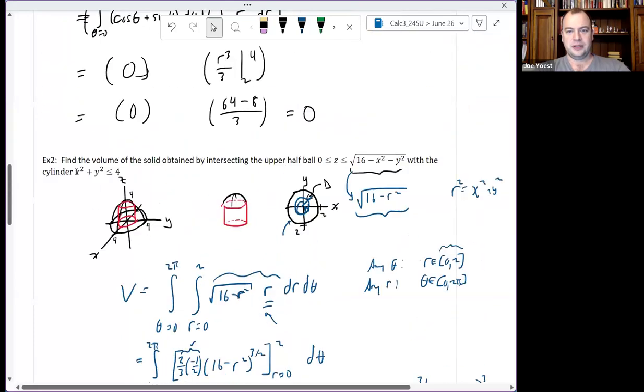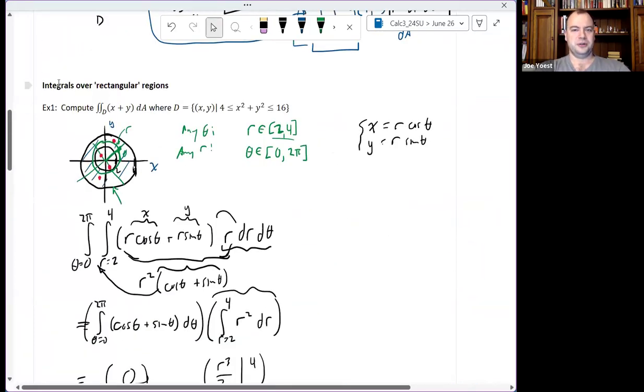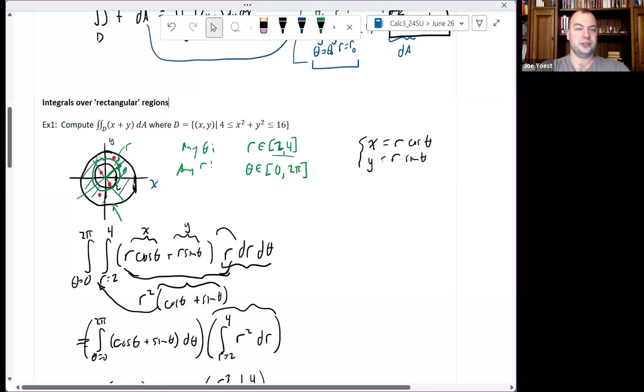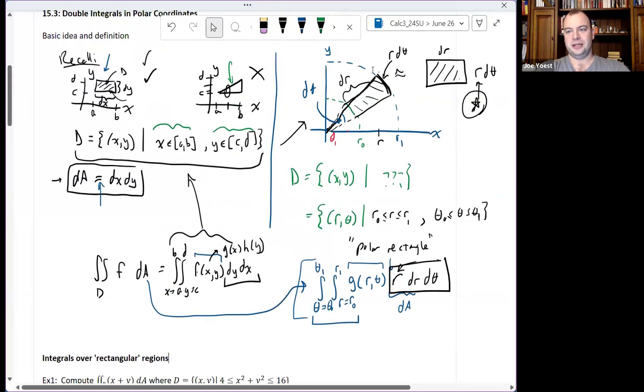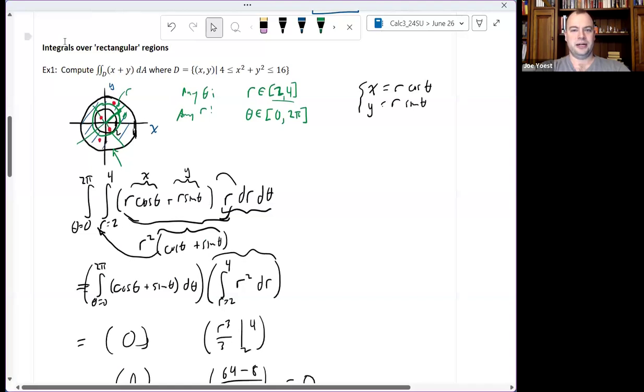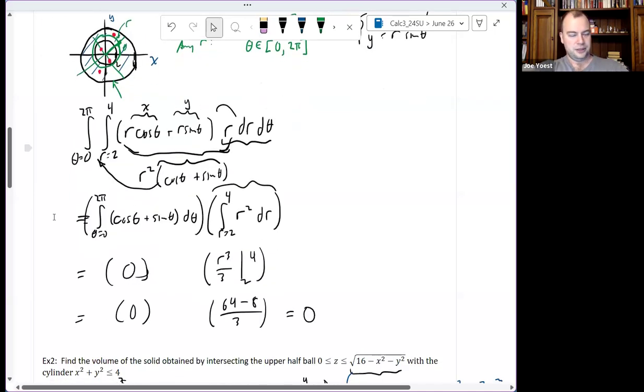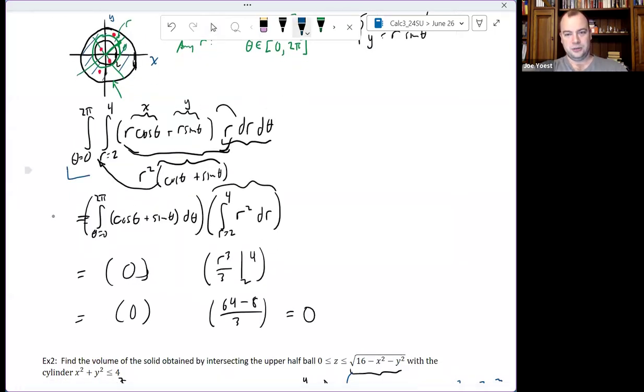Okay, so these couple examples were integrals over, in a sense, rectangular regions in the polar view. So either circles in these cases, or even just slices of circles or slices of an annulus. Those kind of all qualify as rectangular regions where we can split the bounds of integration into bounds on theta and r that are independent of one another. There's no dependence between theta and r.